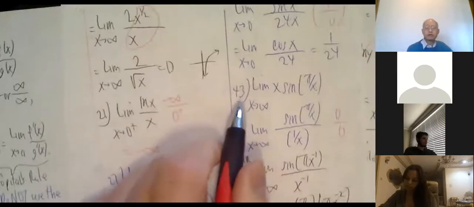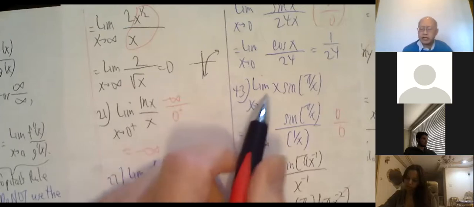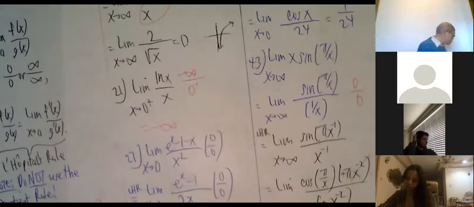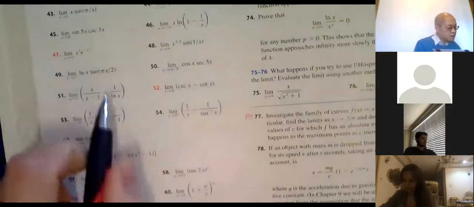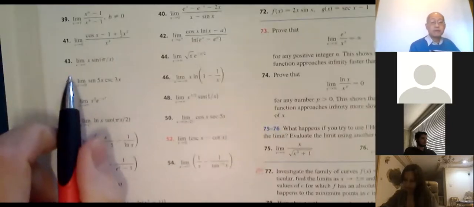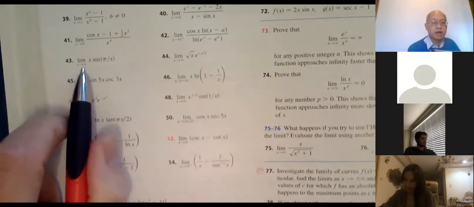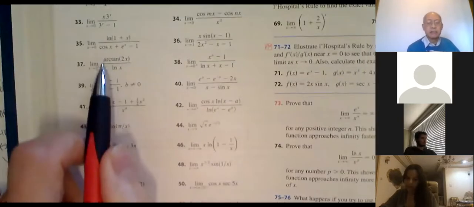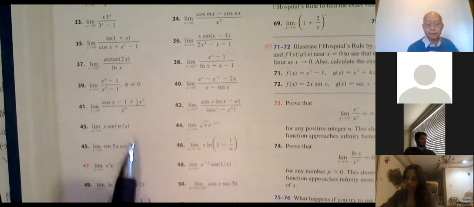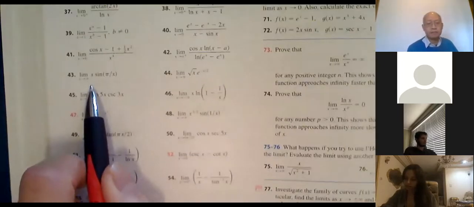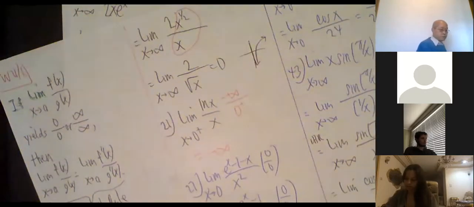Okay, problem 43 is an example of a problem where it doesn't look like there's L'Hopital's rule, but you force it. Okay, you force it to be a quotient. So, where is it? Problem 43. Limit is x approaches infinity of x sine of pi over x. Now, it doesn't look like a fraction. I can only do L'Hopital's rule on a fraction. So what you do is you force it to be a fraction. Okay. So how do you force it to be a fraction?